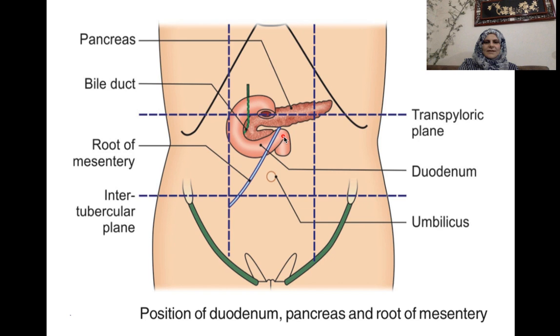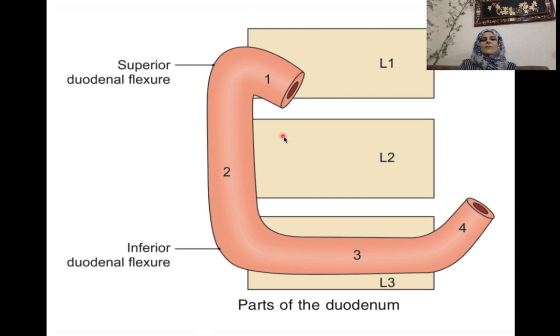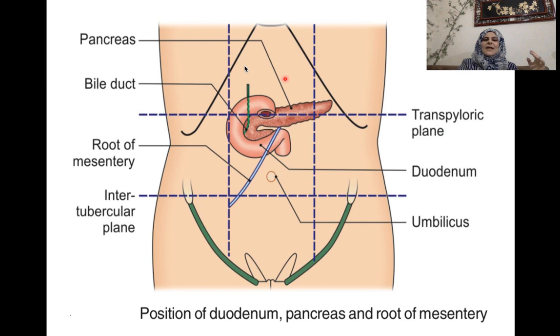Okay, this is the vertebral level of the duodenum. It starts from the first lumbar vertebra. احنا كنا عرفنا انه the duodenum starts from the pylorus, and through the pylorus of the stomach passes the transpyloric plane. The transpyloric plane اللي هو هذا, the upper horizontal plane, is one of the main planes that divide the abdomen into the 9 abdominopelvic regions.